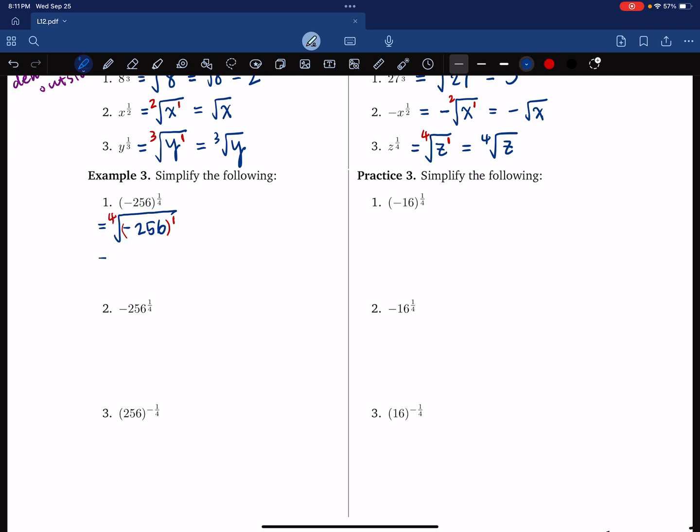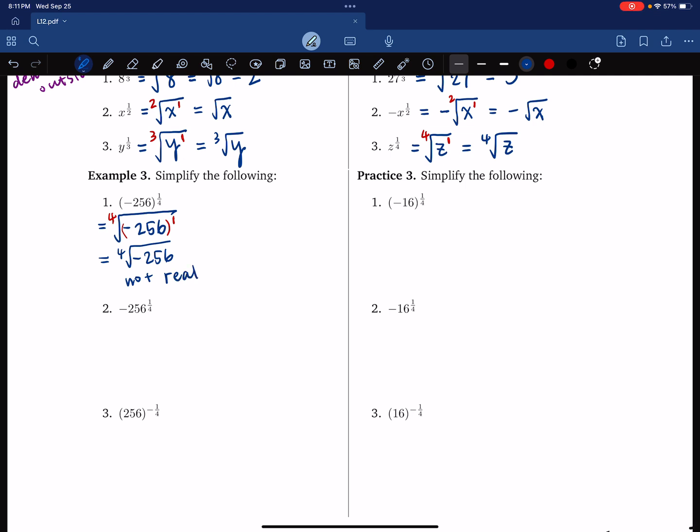And this, if you simplify it, it's going to be 4th root of negative 256. This is similar to square root because your index is even, and that means the radicand cannot be negative. If it's negative, this is not a real number. So we simply say not real for now.